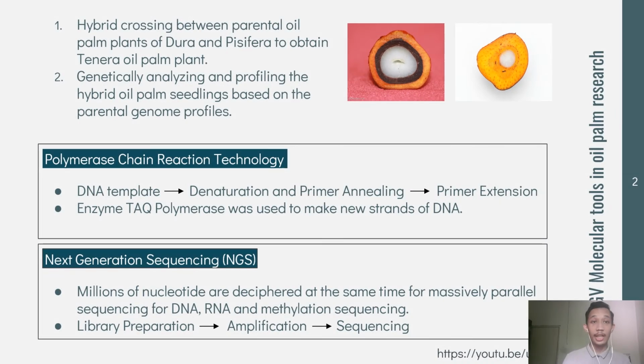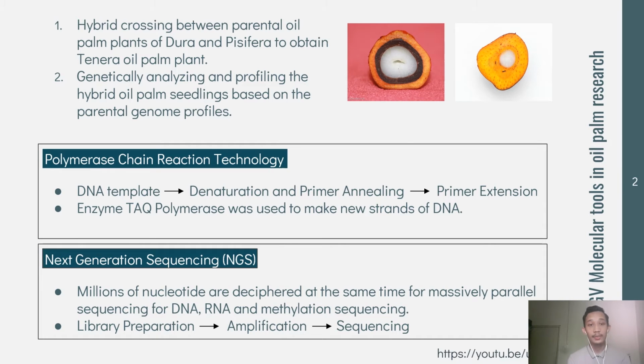Hello, my name is Hatem and I'll first be presenting the molecular tools in oil palm research that are used in FGV. Basically, these tools are used to produce a hybrid crossing between parental oil palm plants of Dura and Pisifera to obtain Tenera oil palm plants that bear the most fruit. These tools also analyze and profile the hybrid oil palm seedling based on the parental genome profiles.